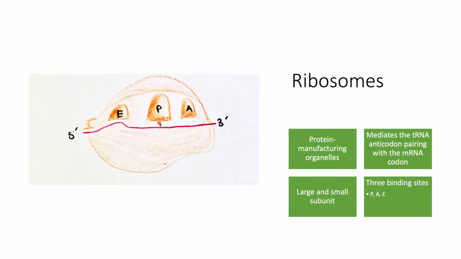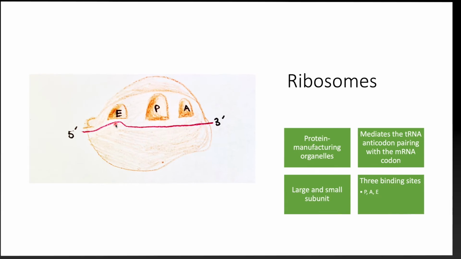The P site holds the tRNA molecule attached to the growing polypeptide chain. The A site holds the tRNA with the next amino acid to be attached to the growing chain. The E site is where the tRNA, no longer bound to the amino acid, exits the ribosome.